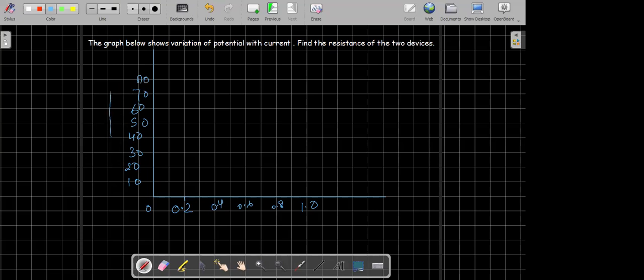So on the y-axis, here we are representing current in ampere. So current means I, measured in ampere. So not in ampere, I measured in milliampere. So let us try to determine.